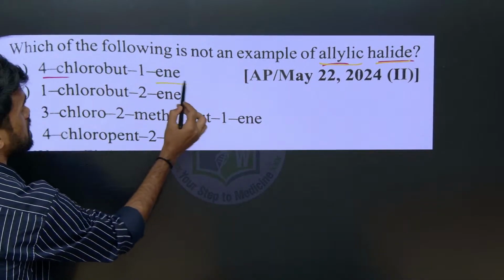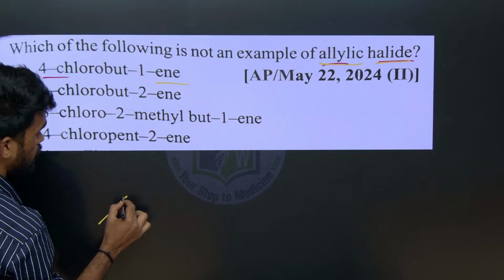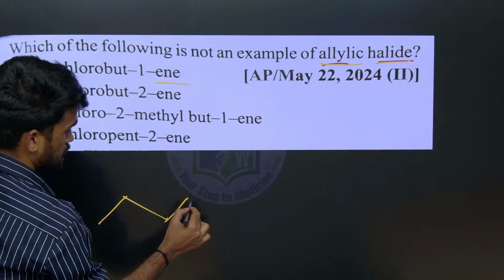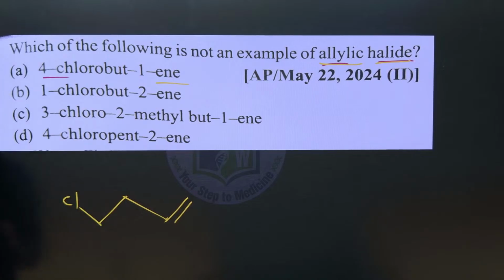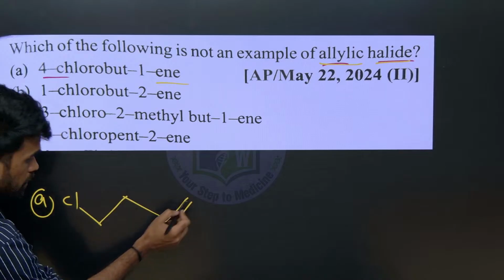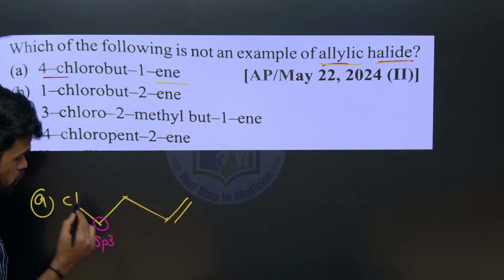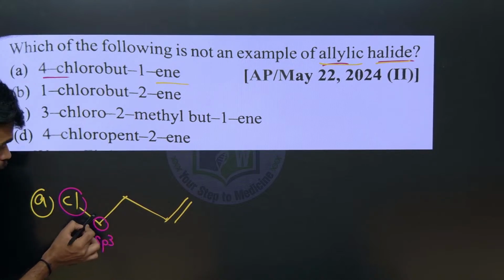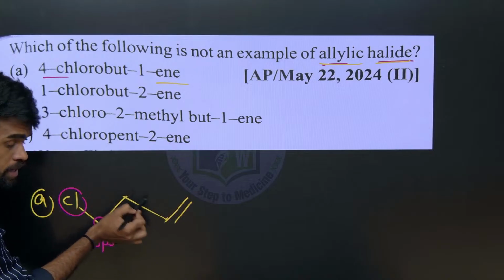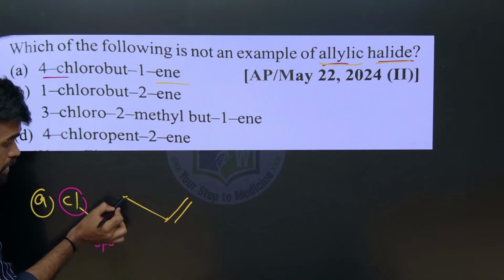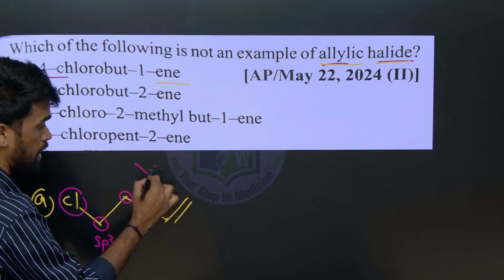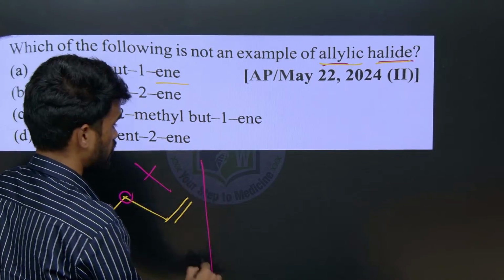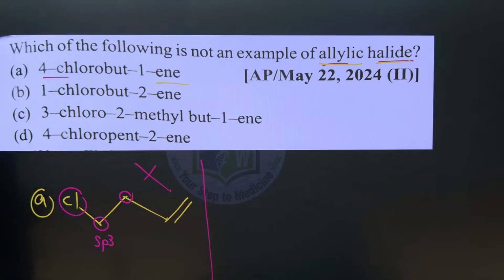Write the structures first. It is very simple. Write but-1-ene, with 4-chloro: 1, 2, 3, 4. Is this a vinylic or allylic position? This chlorine is attached to an sp3 hybridized carbon, but it should be attached to an sp2 double bonded carbon, and it is not. It is attached only to an sp3 hybridized carbon, so this is not allylic, benzylic or vinylic. It is just an sp3 hybridized carbon chain.